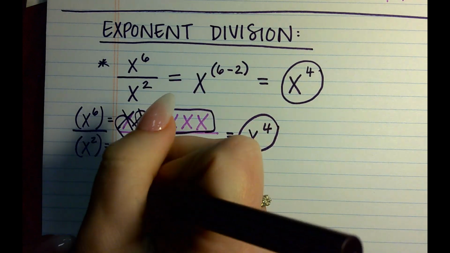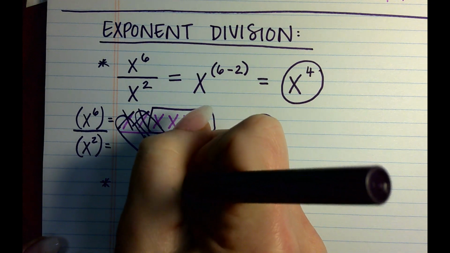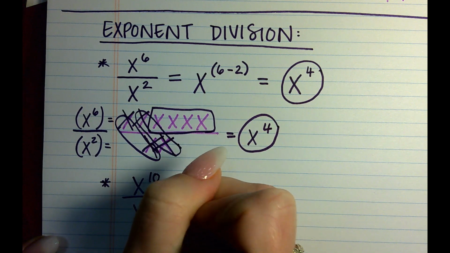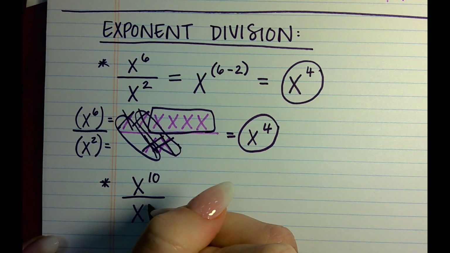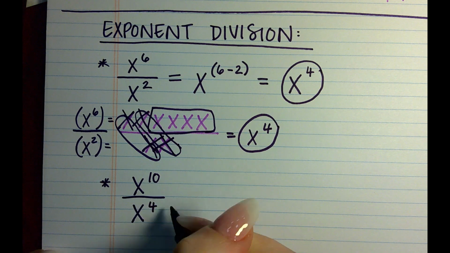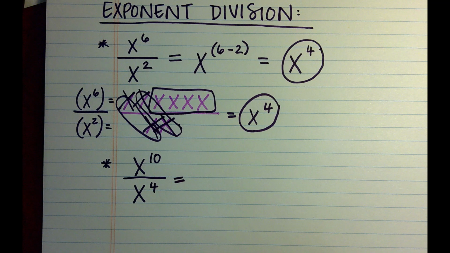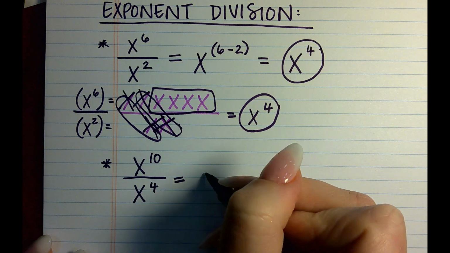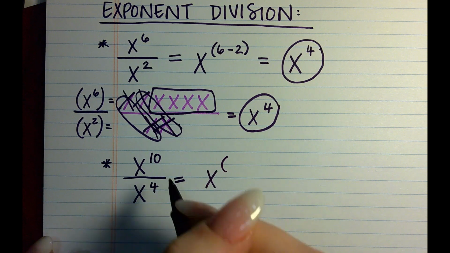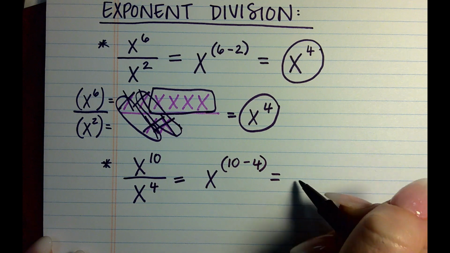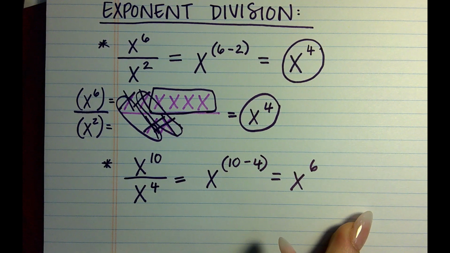So I'll give you another one. How about x to the 10th power over x to the 4th power? X to the 6th power. How'd you know? What'd you do? 10 take away 4. It's the same as x to the 10 minus 4, or x to the 6th.